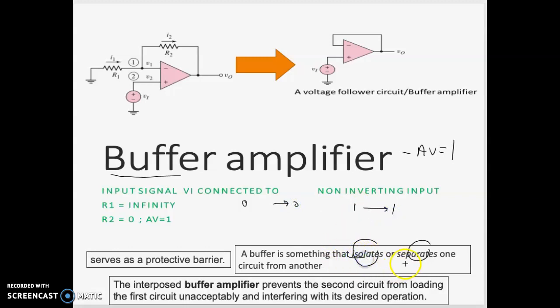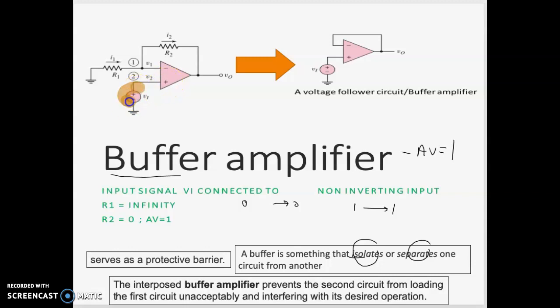To isolate or separate one circuit from each other. So how does the circuit of a buffer look like? It is generated from what type of amplifier here? How are you going to identify what type of amplifier this is? Is this inverting or non-inverting?